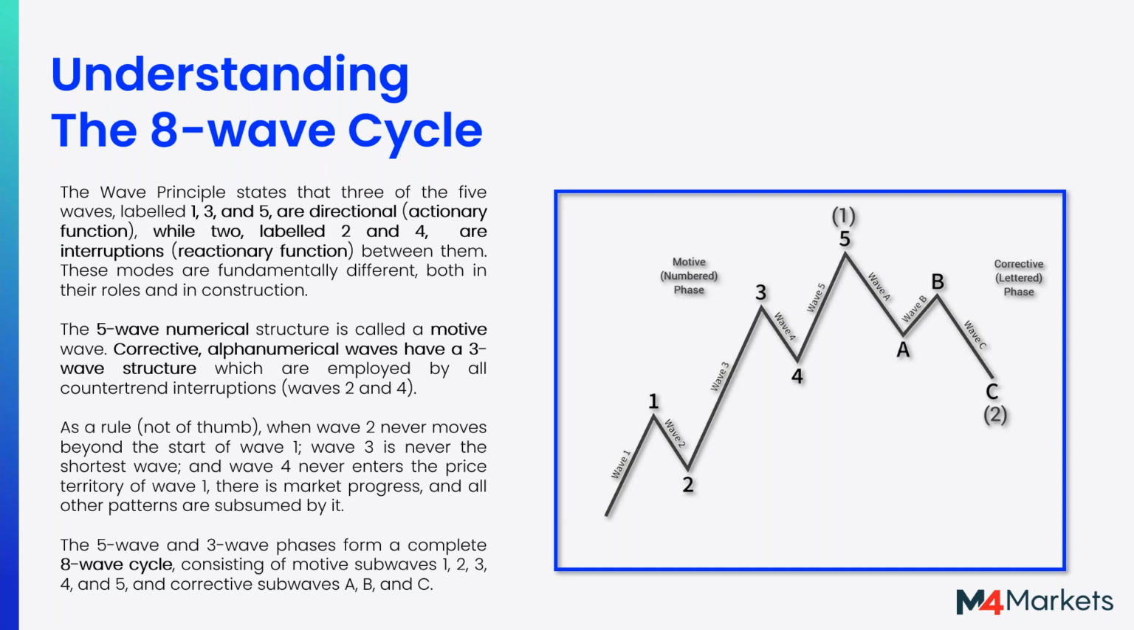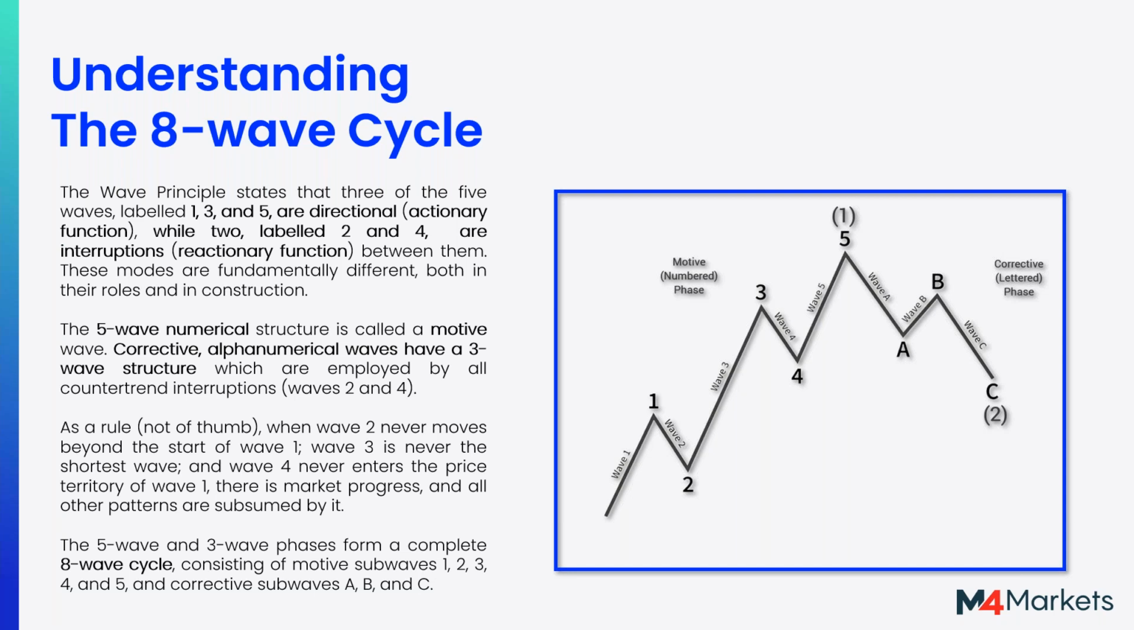Now, as a rule, not a rule of thumb but an actual rule, wave 2 never moves beyond the start of wave 1. Wave 3 is never the shortest wave. Wave 4 never enters the price territory of wave 1. There is market progress, and all other patterns are subsumed by that progress. The 5-wave and 3-wave phases form a complete 8-wave cycle.